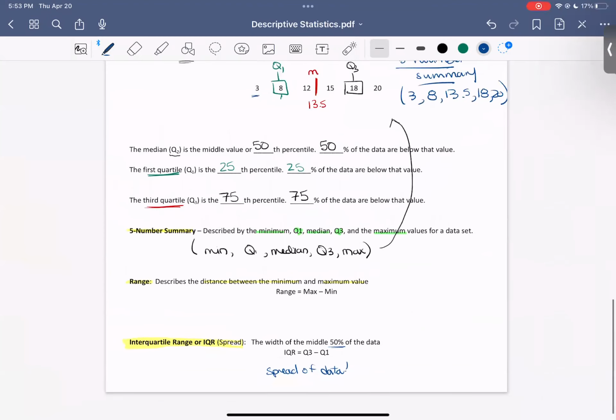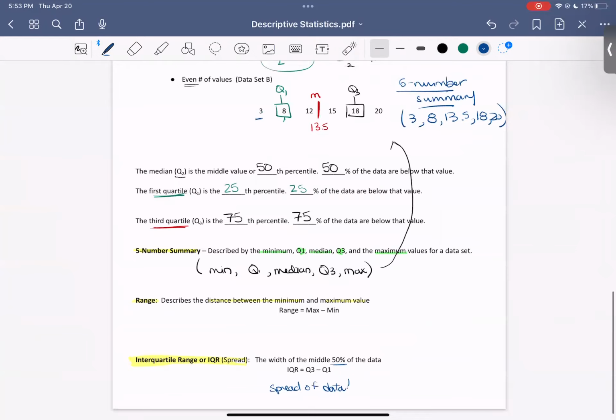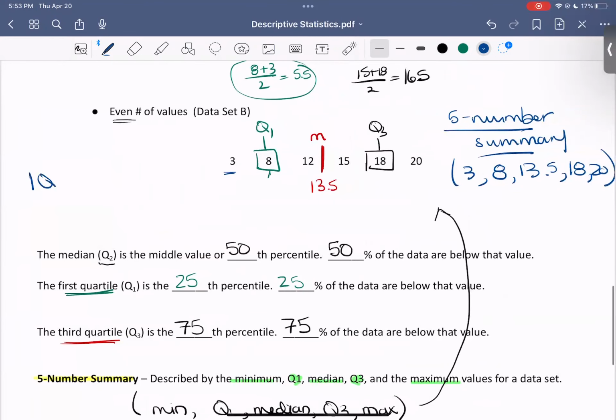So let's look at the example up here. In this case, the IQR is just going to be equal to, again, Q3 minus Q1. So for us, that would be 18 minus 8, which is equal to 10.